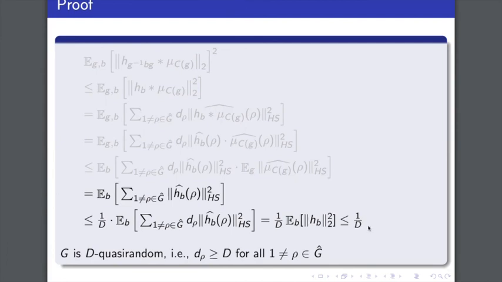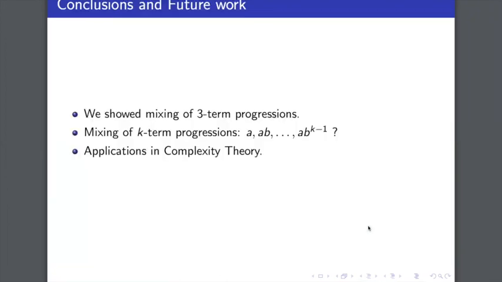So this was the rough sketch of the proof. Just to conclude, what we showed in this work is mixing of 3-term progressions for finite quasi-random groups. The next natural question is, of course, considering longer progressions, or k-term progressions for arbitrary k. Another interesting direction could be possible applications in complexity theory. So we know applications of mixing in quasi-random groups in complexity theory, though for other kinds of patterns. And it would be interesting if we can find applications for progressions as well.